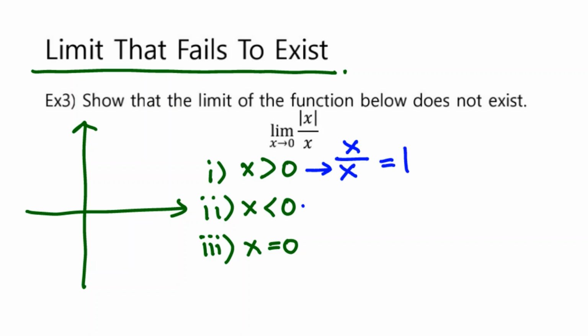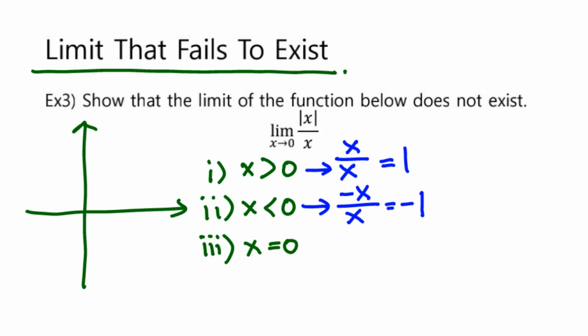And in the second case, since x is a negative number, when it gets out of the absolute value, it should have a negative sign. So that negative sign and the negative number makes a positive. That's what the absolute value does, right? So it makes it negative 1.